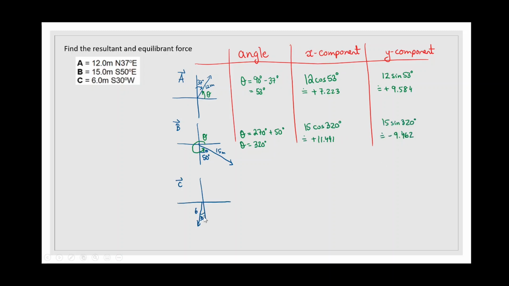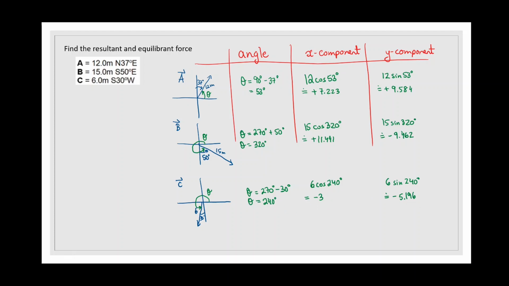Lastly, vector C, we have 30 degrees west of south. So this is the picture. We want to quote the angle from the positive x-axis. So that would be almost 270, but 30 degrees less. So you could do subtraction in this case. And then its components are done over here. If I went too fast, you can pause and take a look at it and digest it.